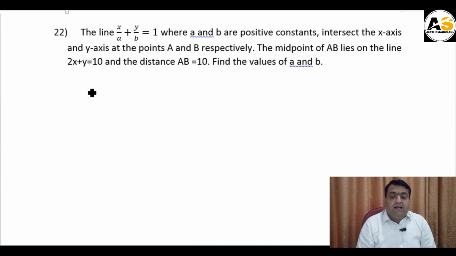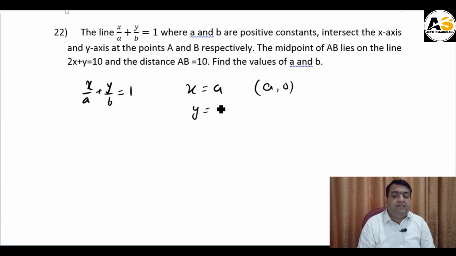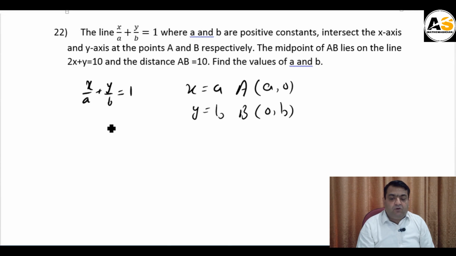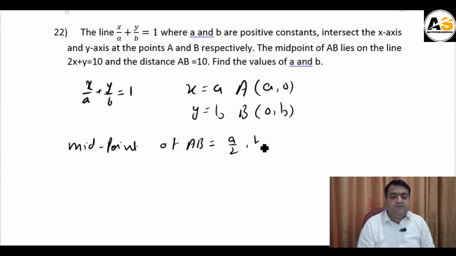First of all, the line is given by this. For x-intercept, we will put y is equal to 0. By putting y is equal to 0, we will get x is equal to a. So x-intercept is (a, 0). In the same equation, if we put x is equal to 0, we will get y is equal to b. It means (0, b) is the y-intercept. So this is the point A and this is the point B. Midpoint of AB can be calculated very easily: (a plus 0) over 2, a over 2, and (0 plus b) over 2, b over 2. This is the midpoint of AB.